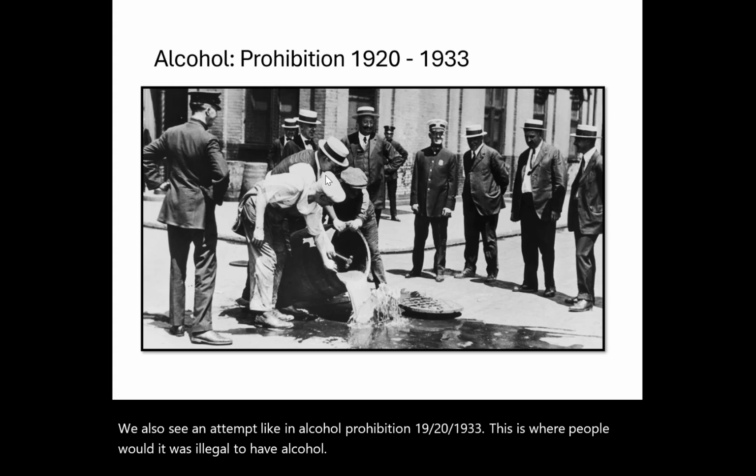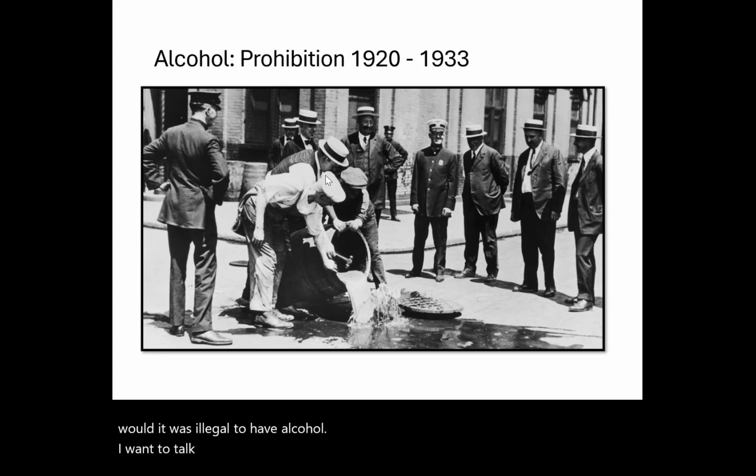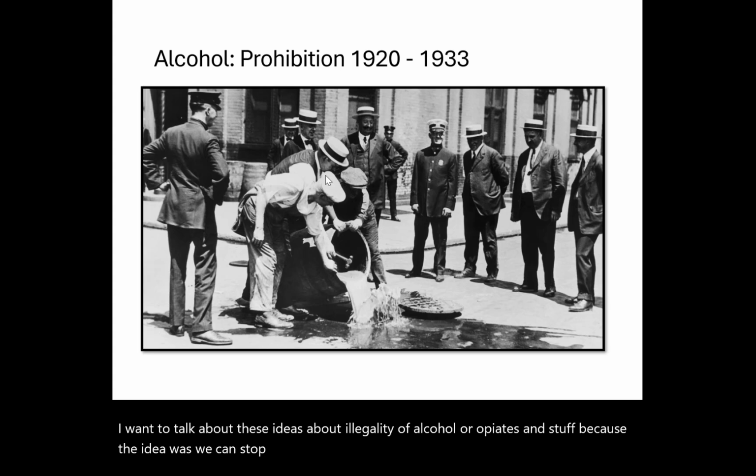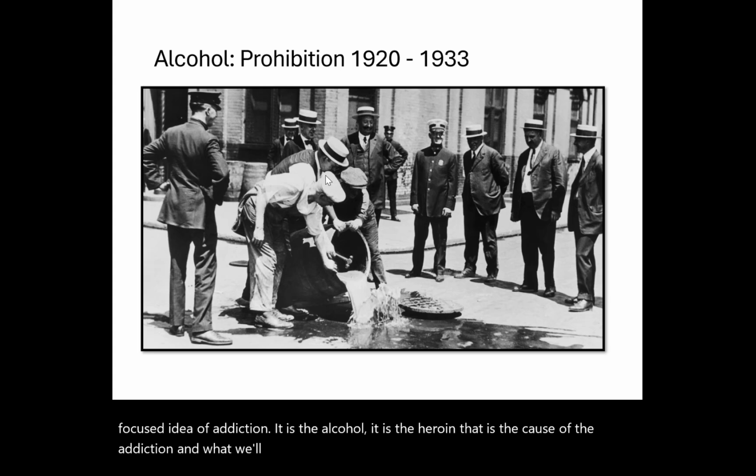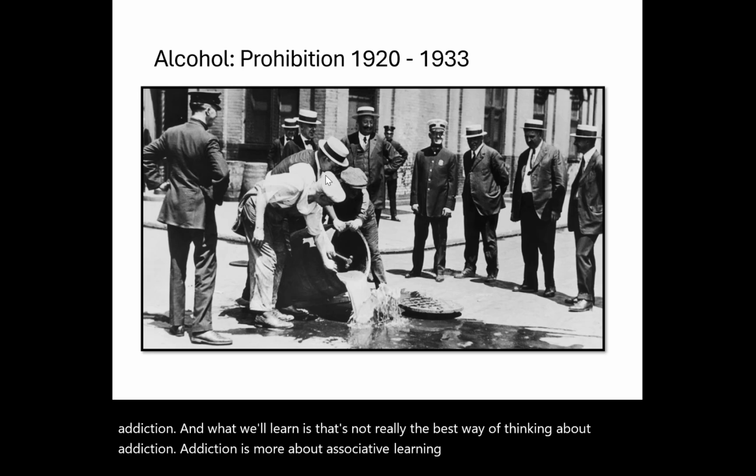I want to talk about these ideas about illegality of alcohol or opiates and stuff, because the idea was we can stop the addiction by stopping the chemical. This is a chemical-focused idea of addiction. It is the alcohol, it is the heroin that is the cause of the addiction. And what we'll learn is that's not really the best way of thinking about addiction. Addiction is more about associative learning than it is about chemicals.